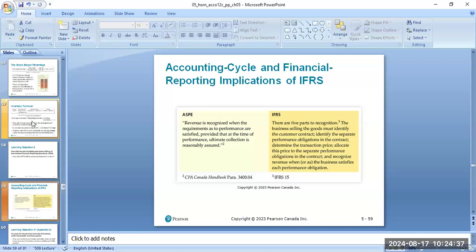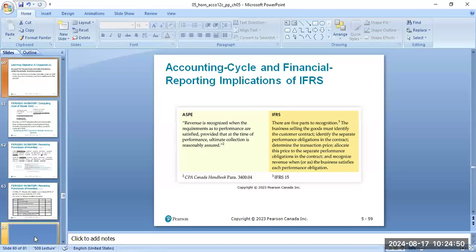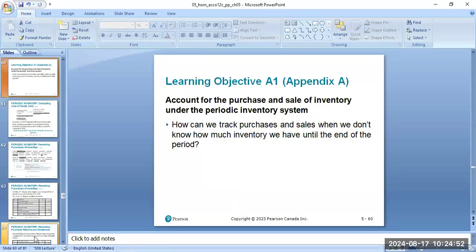And probably here is the best time to make a short break, and then we can continue with the same thing, purchasing and selling on the periodic inventory system.